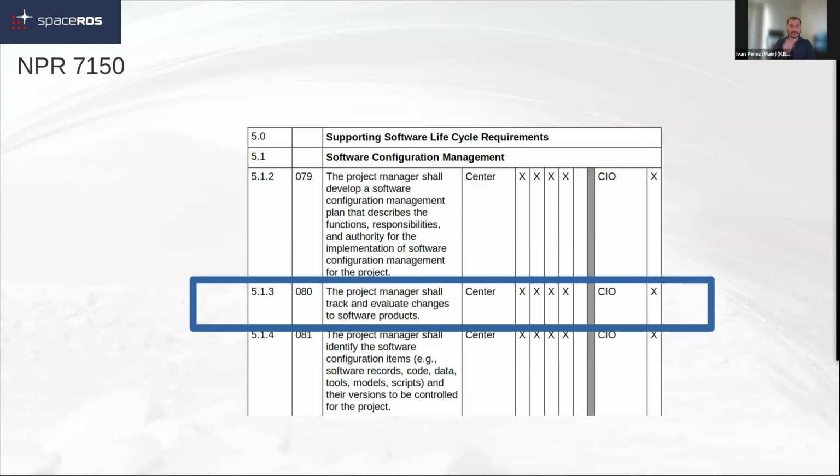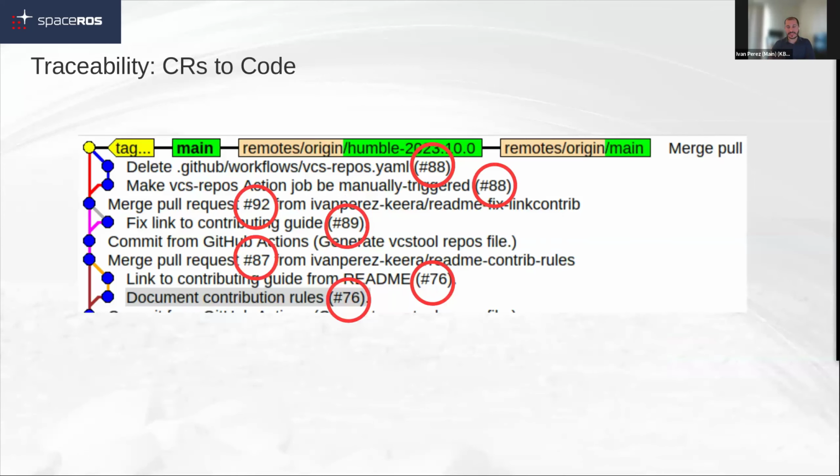I'm going to highlight one requirement that is currently implemented in our contribution rules, which is: the project manager shall track and evaluate changes to software products. The way we've implemented that in our process is, whenever you make changes, always reference the issue you're working on in the commit. If there's no issue, first create the issue, document what you're trying to address, and tell us, is it a new feature, is it a bug?